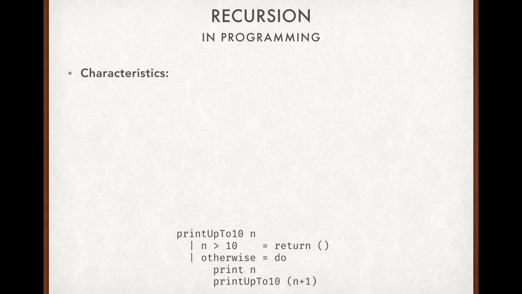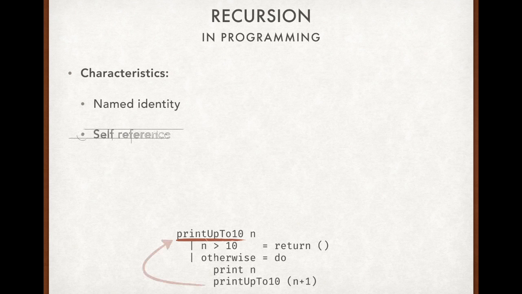So let's talk about recursion, or the characteristics. First of all, in this case, it has a name, right? So you can talk about this loop, talk about this recursion. Therefore, you can refer to yourself. So you see this print up to 10 at the bottom, referring to itself. There's no mutation, which makes it very easy to abstract.